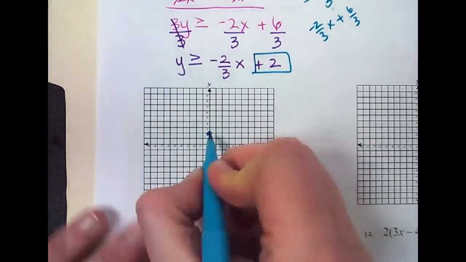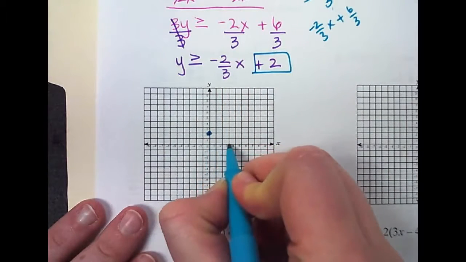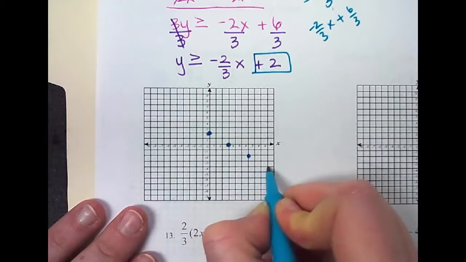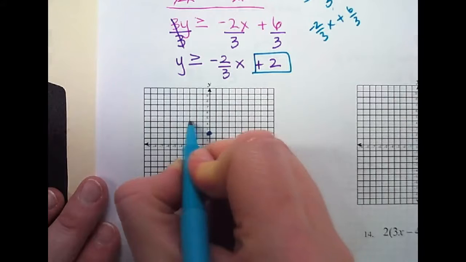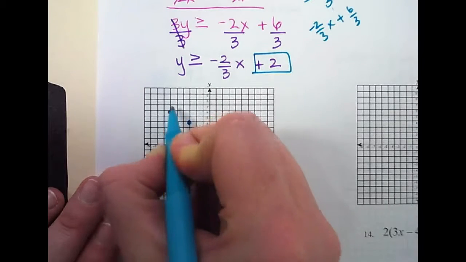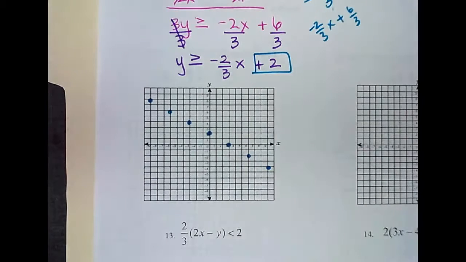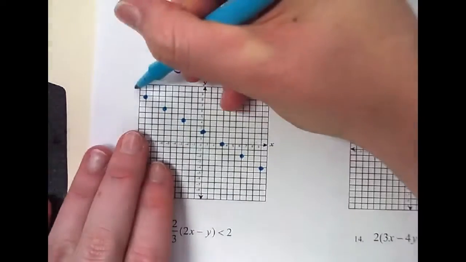Okay, so I start at positive 2. My slope is negative 2 over 3, so I'm going to go down 2, right 3. So it's a negative slope. It should go downhill. Up 2, left 3. Is it dashed or solid? Solid. Why? Because of the equal sign.